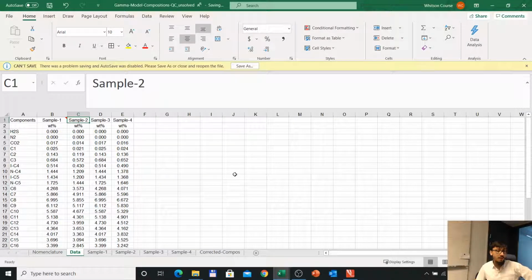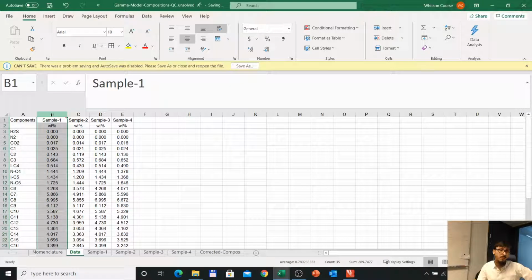But when we created those errors, the base composition that we used to introduce them was actually the composition from sample one. Sample one composition was used as the base composition to introduce the errors, because it is like a perfect composition. You see it almost perfectly falling on the gamma distribution model. So we introduced the errors in this composition to get these three other samples.